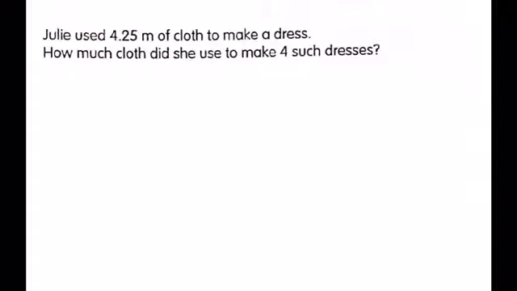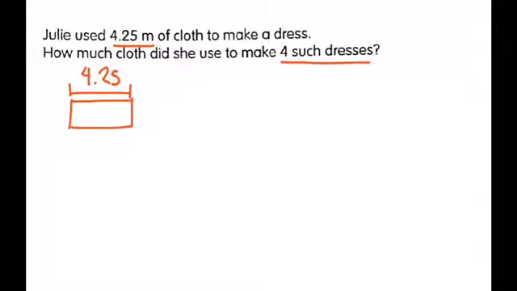Again, I want you to try doing this in your journals. So we know that Julie used 4.25 meters of cloth. How many dresses did she make? She made 4 dresses. What do we need to find out in the story? We need to know how much cloth did she use to make 4 such dresses. Let's try to show the information that we got using the bar. First, we have 4.25 meters. Again, do not forget to label your bar.